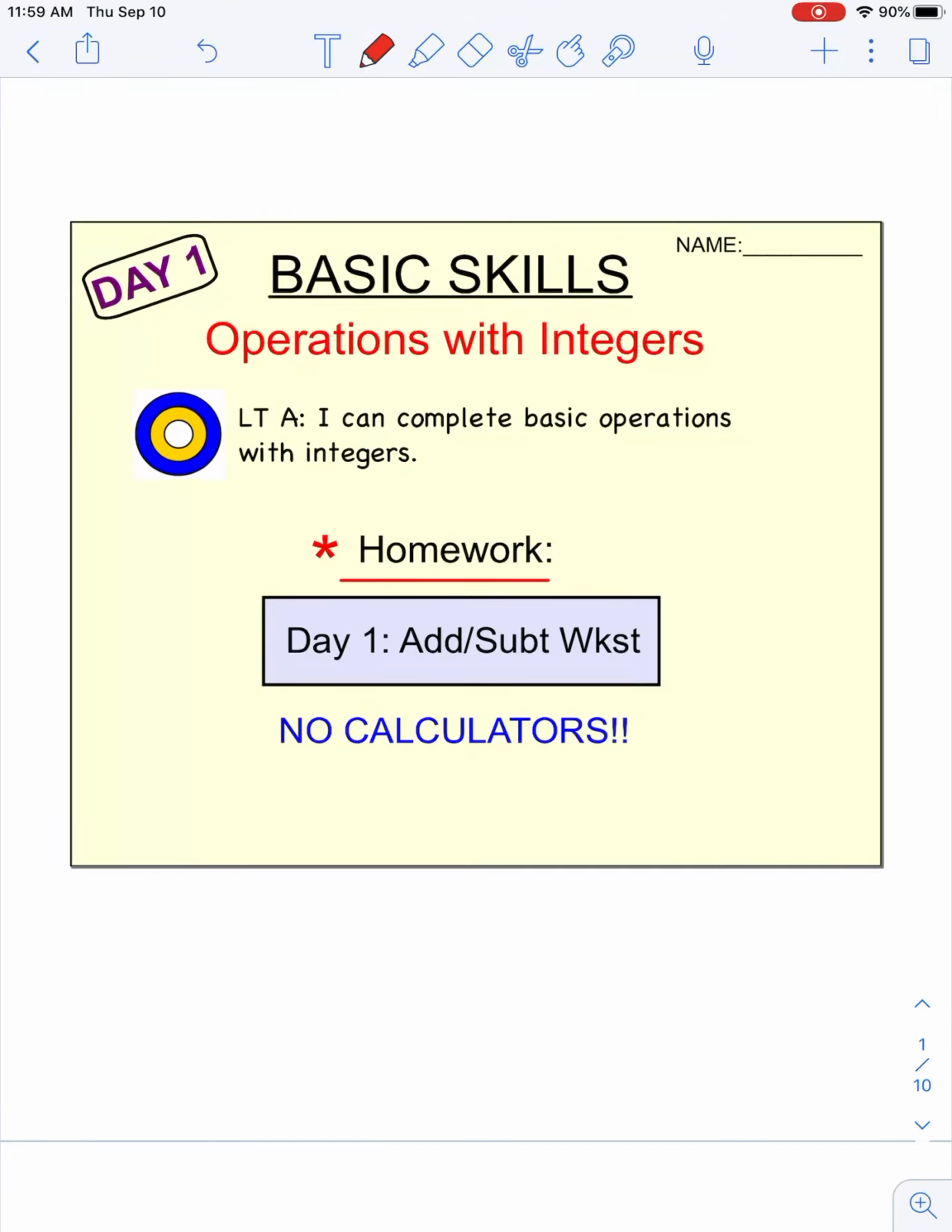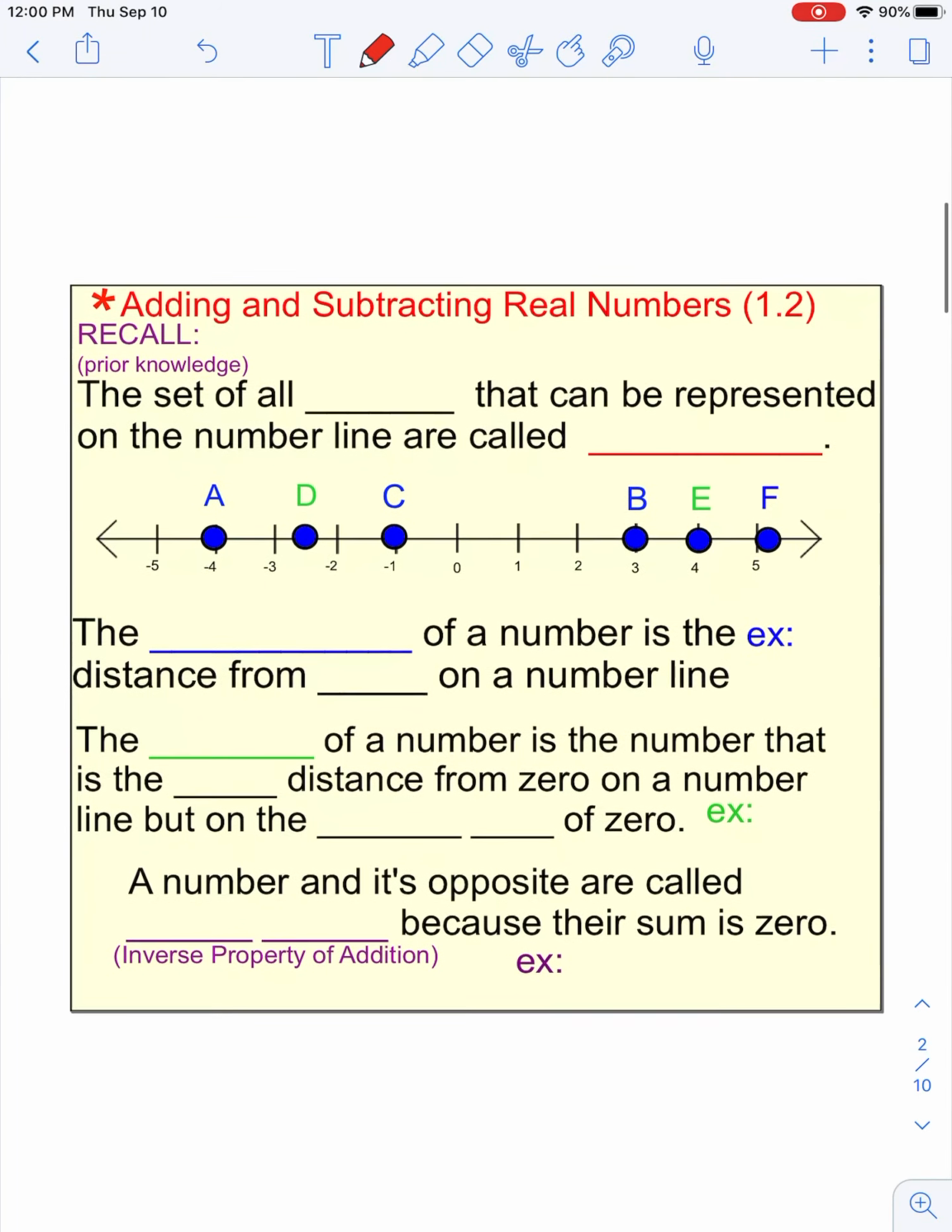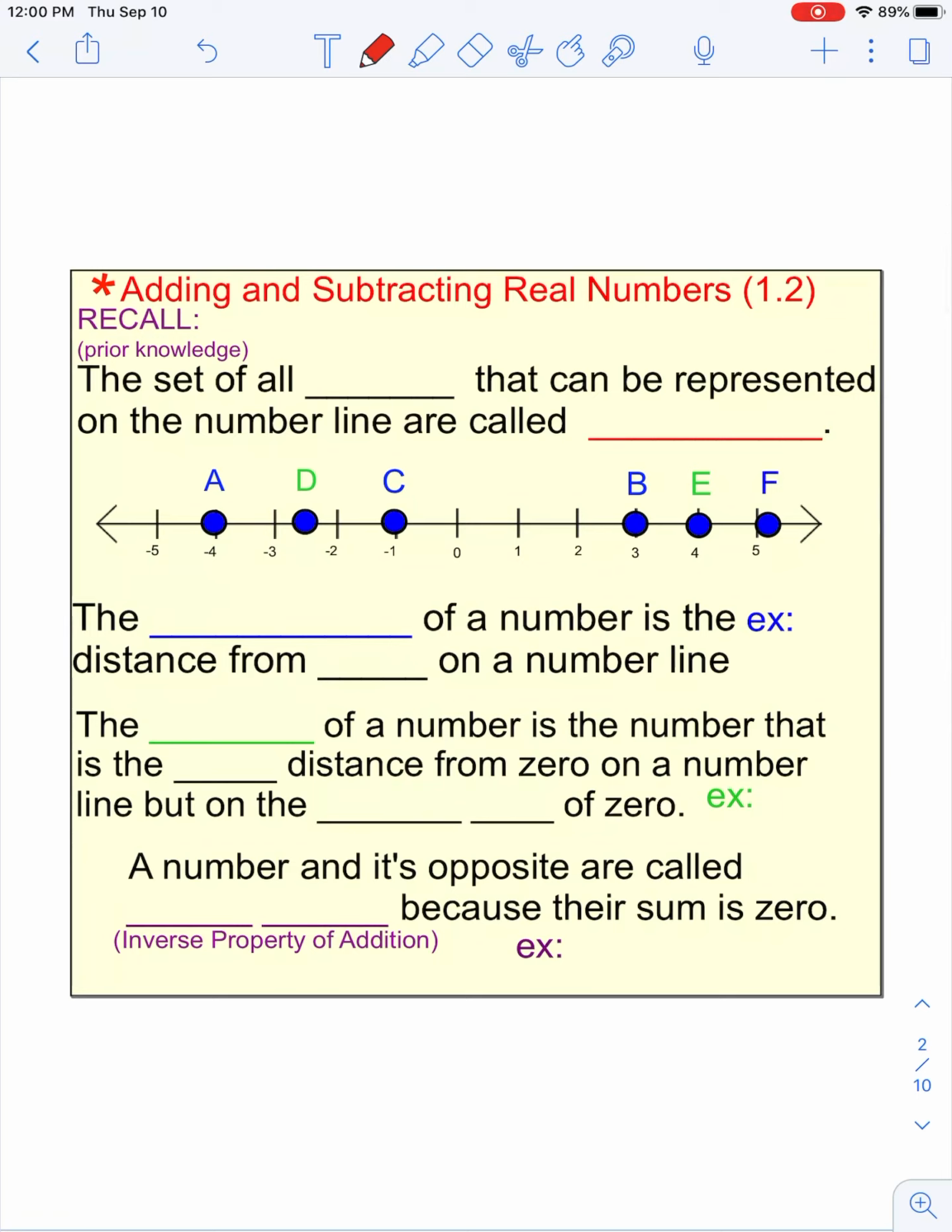Basic Skills Day 1, Operations with Integers. We're going to work on adding and subtracting positive and negative numbers. So let's recall a few things from previous courses.